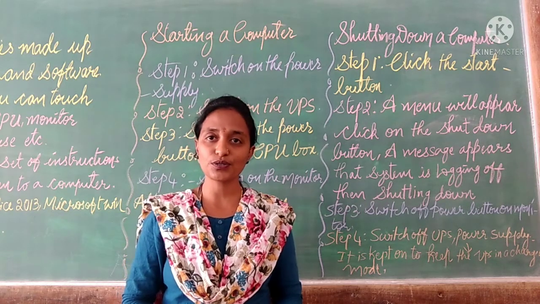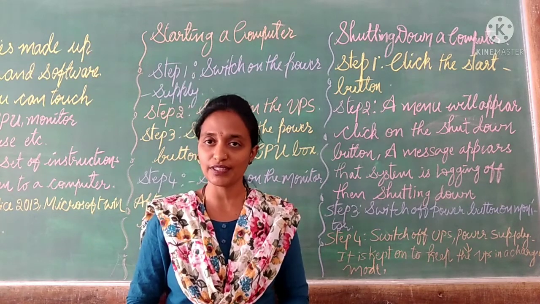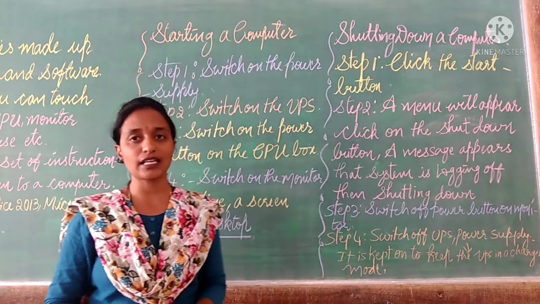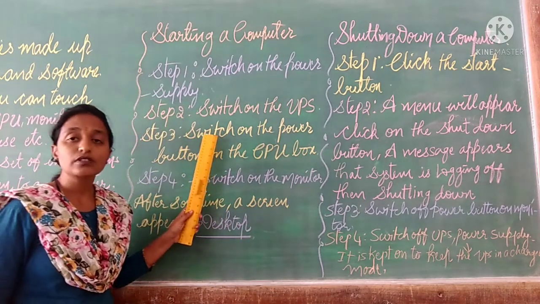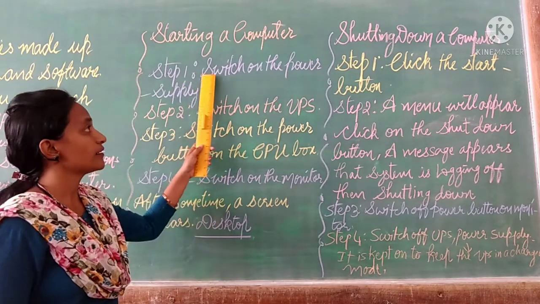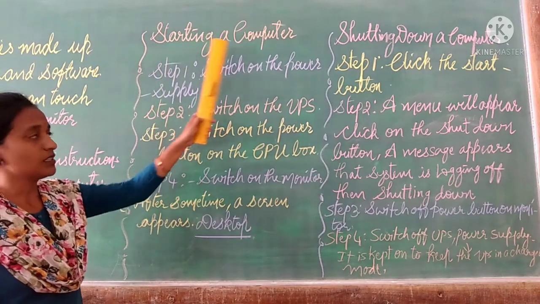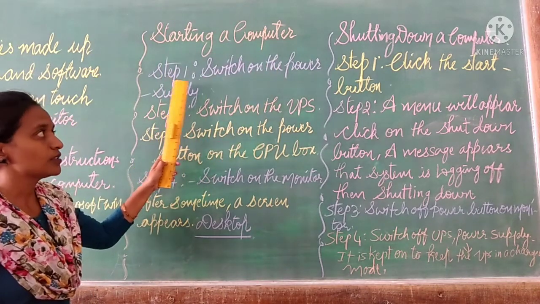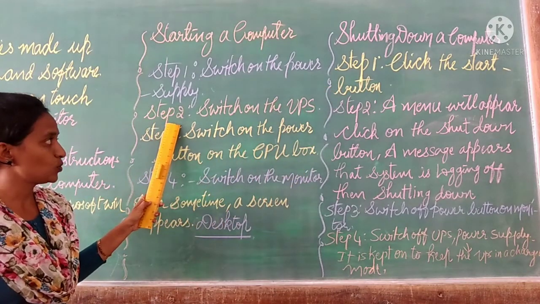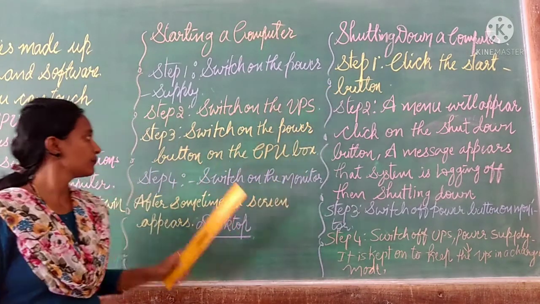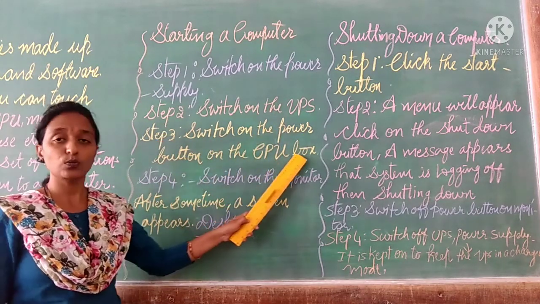I hope you have understood how to start and shut down a computer. I know that you all are much familiar with computers. Even though, I would like to recall it once. There are a few steps to be followed to start and shut down a computer. Let us see. Starting a computer. Step 1. Switch on the power supply. Okay. Next. Step 2. Switch on the UPS. Step 3. Switch on the power button on the CPU box.